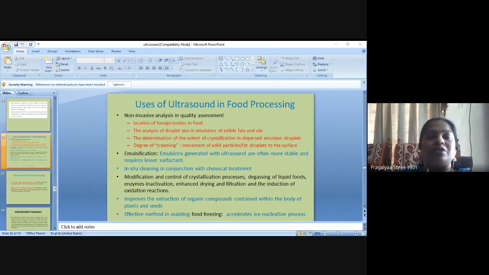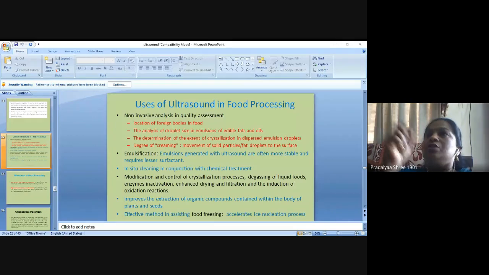So what I'm talking about is non-invasive or non-destructive analysis of food quality testing. We are using ultrasound. One is location of foreign bodies, and the second one is the analysis of droplet size in emulsion of edible fat and oil.